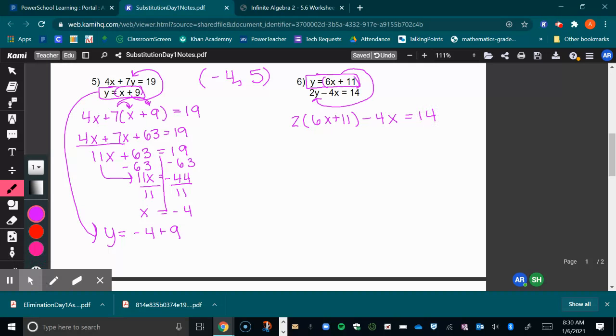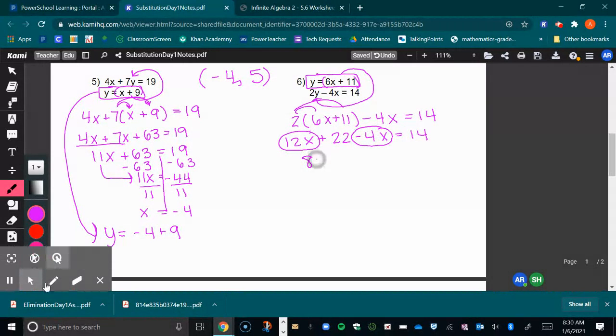And then I'm just going to solve. So 2 times 6x is 12x. So I'm going to distribute first. 2 times 11 is 22. I still have this minus 4x equals 14. I'm going to combine like terms. So I have 12x minus 4x. So when I combine those, 12 minus 4 gives me 8x plus 22 equals 14.